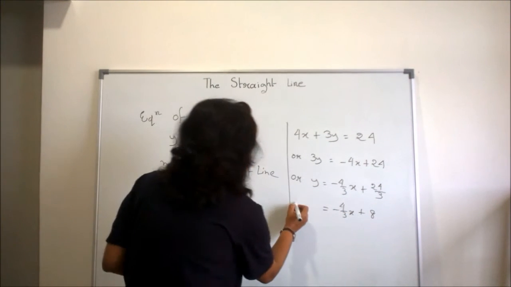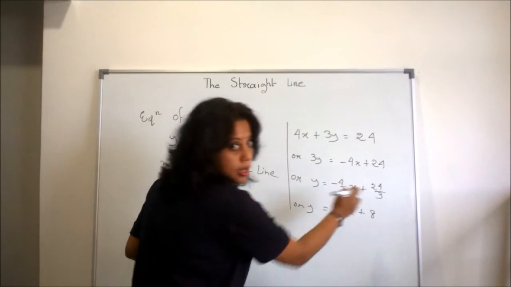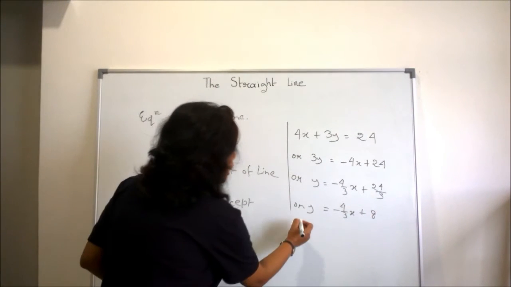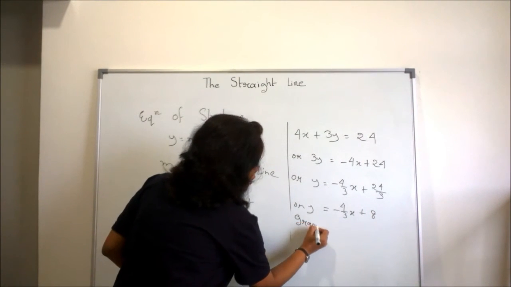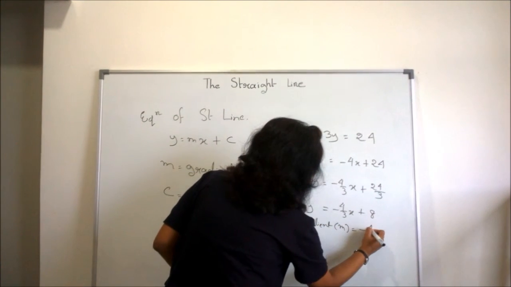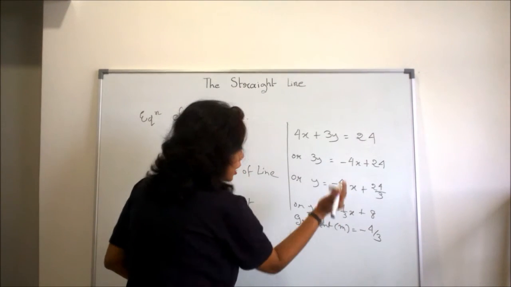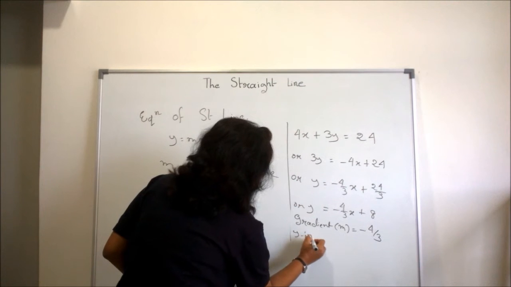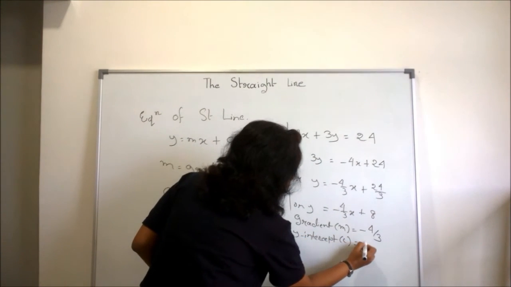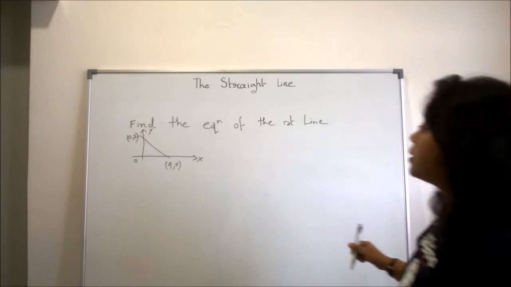Now this is of the form y is equal to mx plus c. Okay, now we can compare with the general equation. So here the gradient m is equal to minus 4 by 3. Here m is minus 4 by 3. Okay, and the y-intercept is 8. Okay, let us take another problem here.